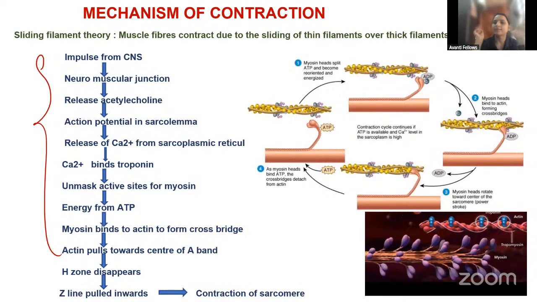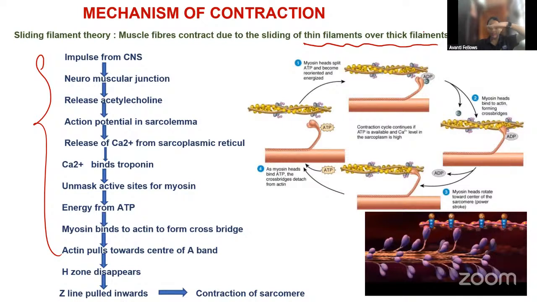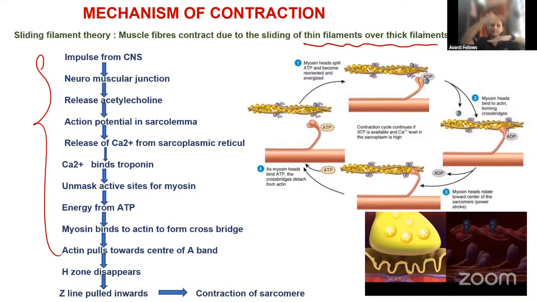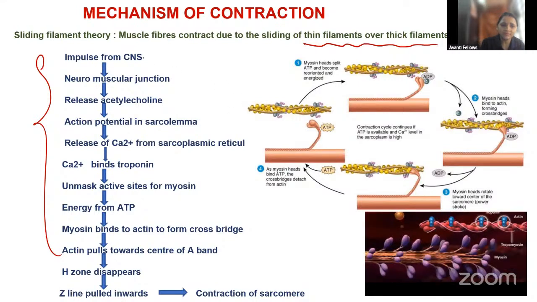In the sliding filament theory, you have to remember the thin filament is going to slide over the thick filament. This is a thick filament. The thick filament is standing where the thin filament is going to slide over it. This is the thin filament. It is sliding over the thick filament. Okay, fine. How is the muscle contraction going to happen?